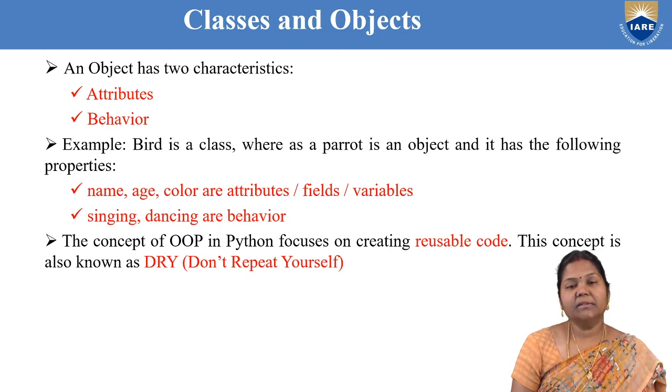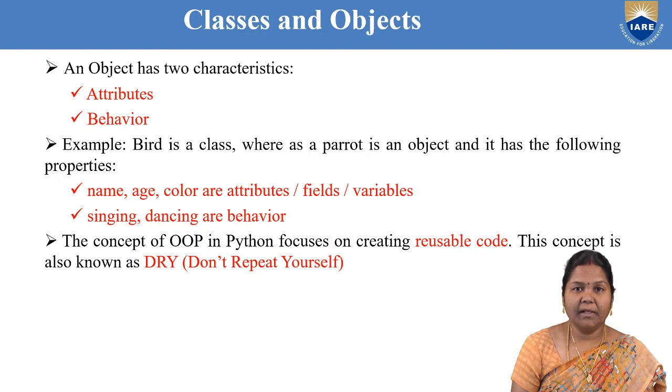Now, the concept of object-oriented programming in Python focuses on the principle of creating reusable code. And this concept is also known as write, don't repeat yourself. That means you write the code once and you can reuse it multiple times. So here, using the object-oriented concept, we can define a class, and by creating various objects of the class, we can do multiple tasks together.